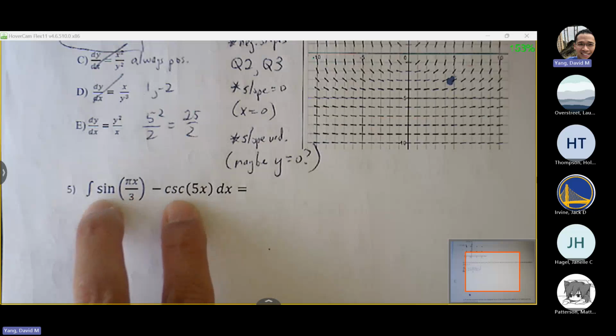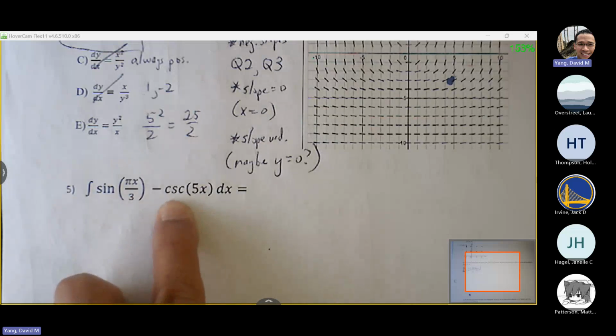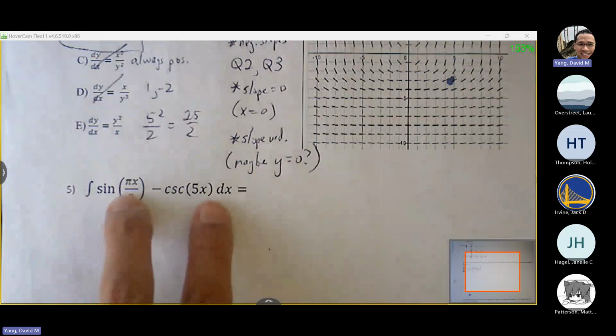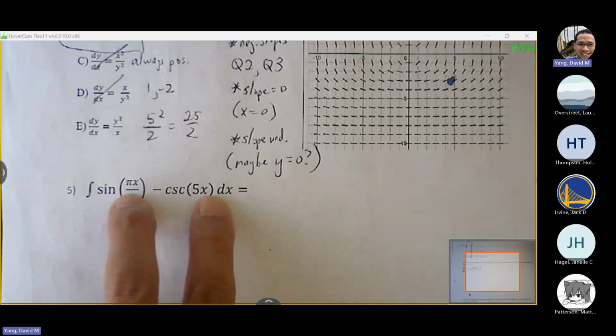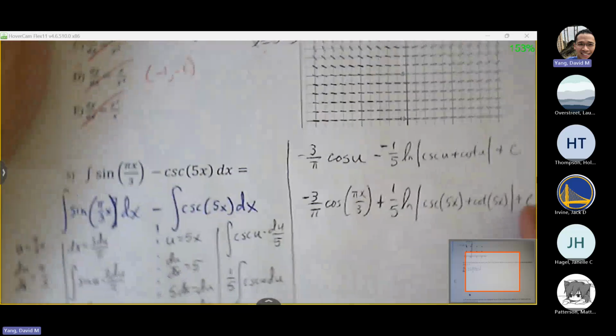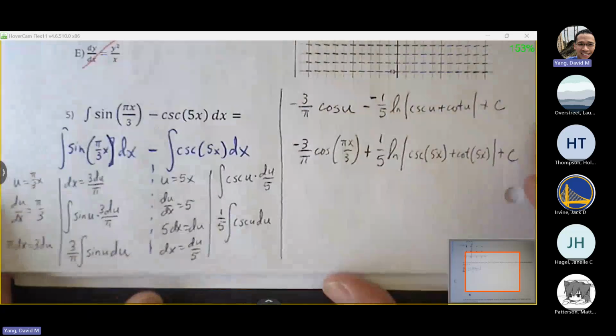Sine's antiderivative is negative cosine. Cosecant's antiderivative is one of the newer ones that we learned, negative natural log of cosecant u plus cotangent u. So we just go through our process, go through u substitution, find our derivative, keep track of our coefficients, and go through that process. So let me walk through those steps.